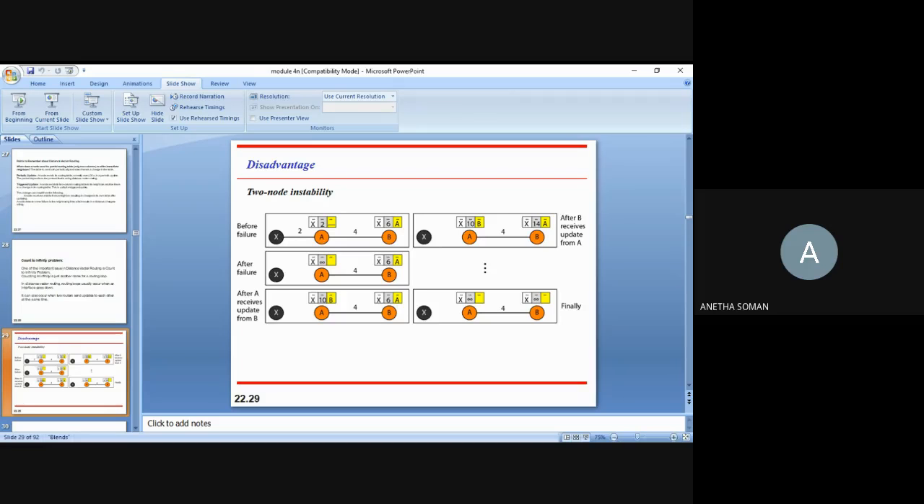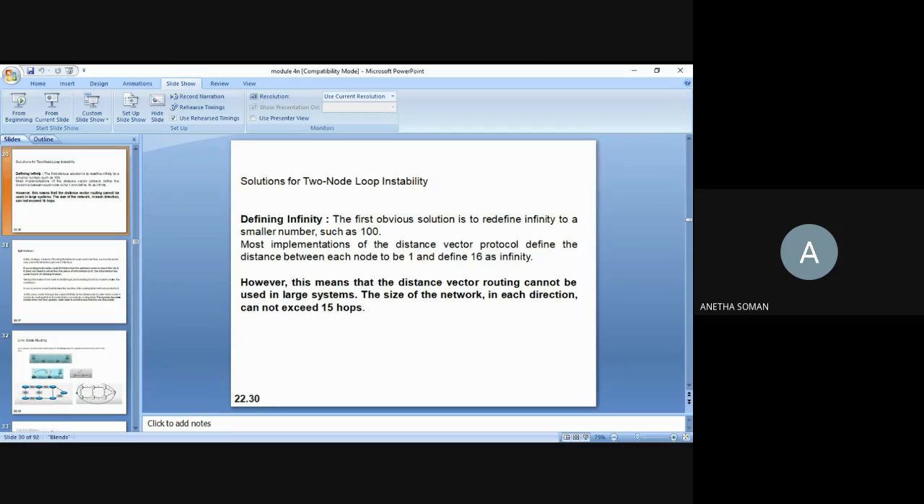Okay. Now, what is the solution for this? How can you avoid this count to infinity problem? You can do it by two methods. One is redefining infinity. So the first solution is to redefine infinity to a smaller number, maybe such as 100. The meaning is that once it reaches the value 100, you can stop there. So the infinity value, you are keeping it as 100.